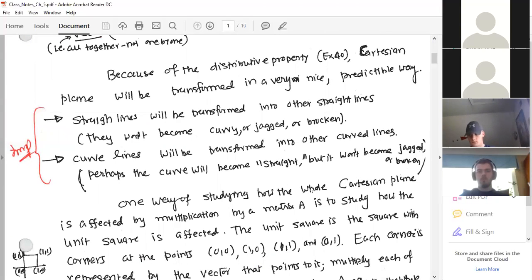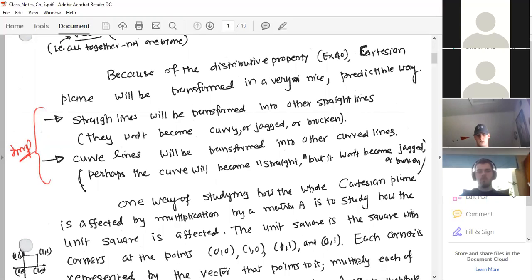Some tools are there. A straight line will be transformed into another straight line. They won't become a curve or jagged or broken line or like this. So once you have a straight line, it would be in some other figure. But suppose you have squares, 4 straight lines representing a square.